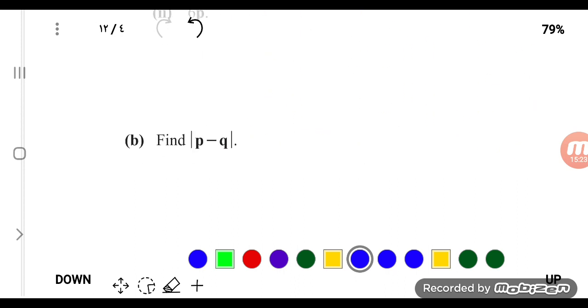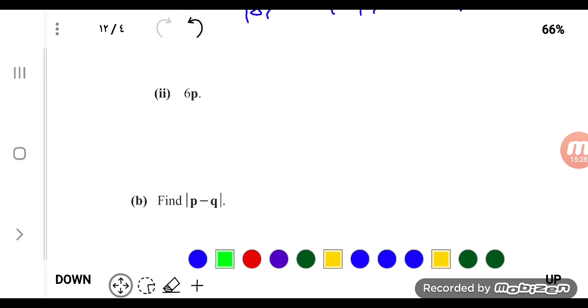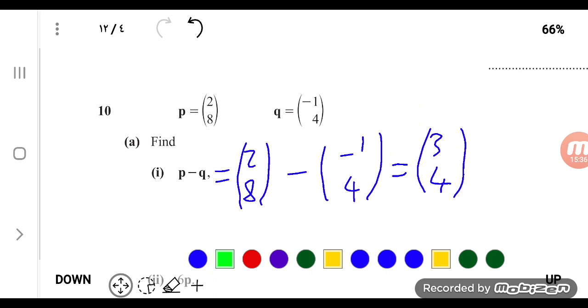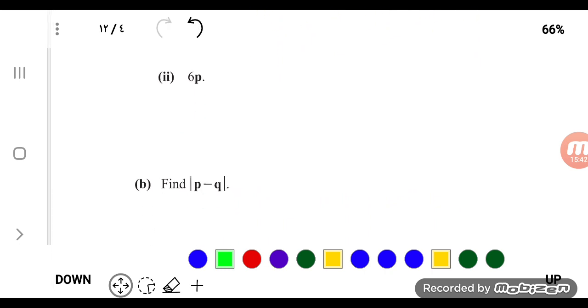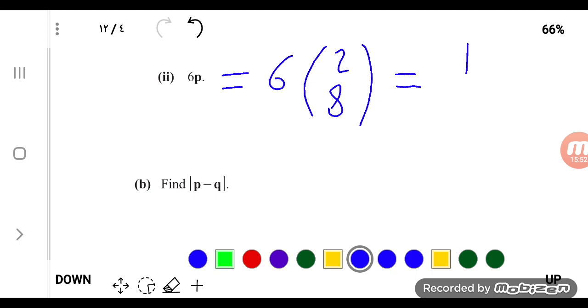Now part ii. Find 6p. Okay, 6p means you have to multiply 6 by p. And we have p, 2, 8. So times 6, 6 times 2, 6 times 8. And that will be 12, 48. Like this you found 6p.